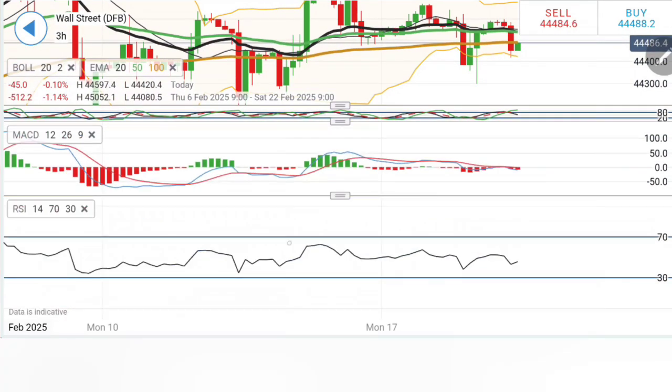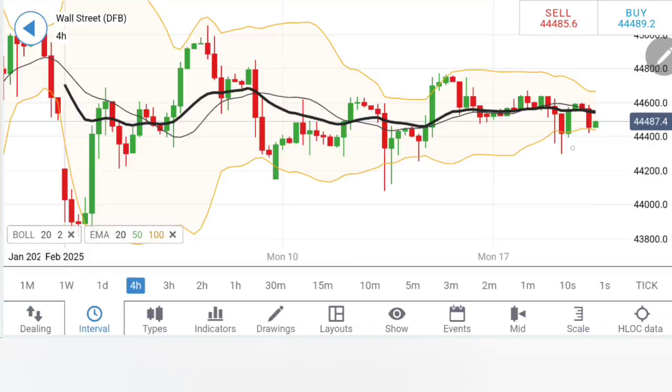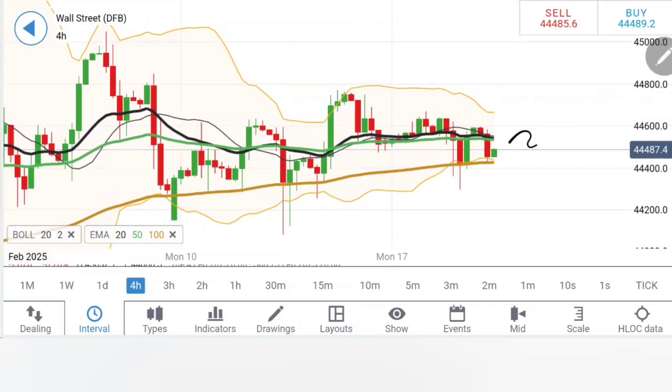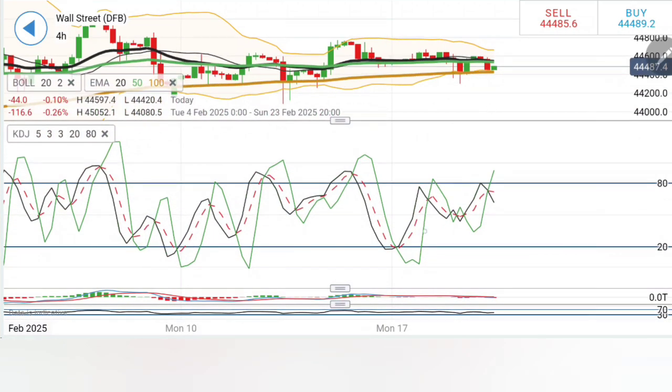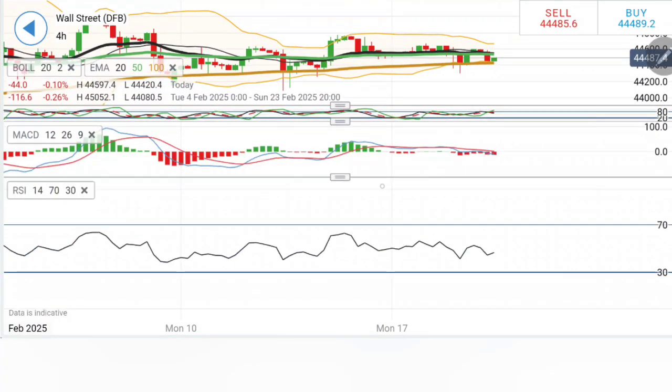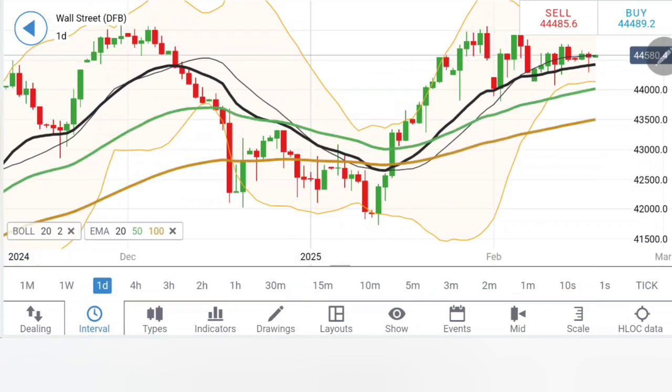Stochastic dropping here, MACD bearish, and the RSI is almost flat. On the 4 hour charts, also a similar observation, nothing different. Moving averages are on the verge of a crossover, though not yet crossed over. As long as these do not cross over, do not treat this as bearish. Stochastic, MACD, RSI are still showing signs of bearishness here.